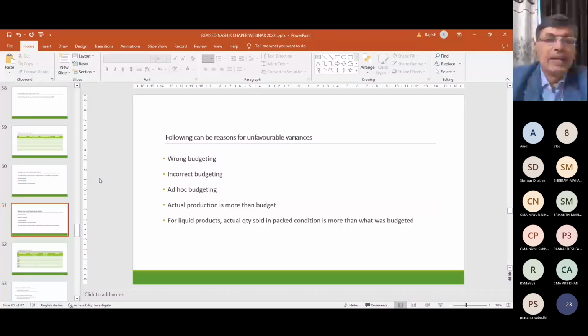For unfavorable variances, again ad hoc approach is there, incorrect budgeting is there. Here, a more educated call needs to be taken by the persons who are involved in the budgeting exercise. Again, for liquid products, it is the same thing which we have seen in favorable, vice versa for unfavorable variances.